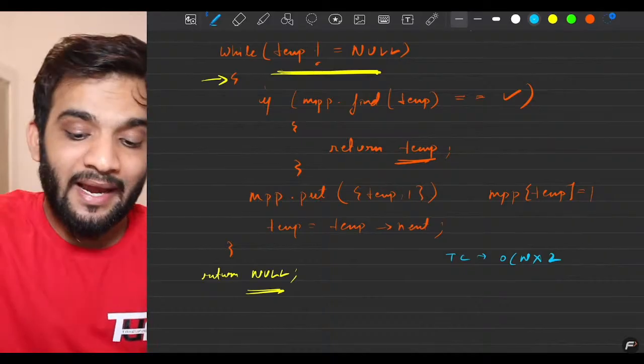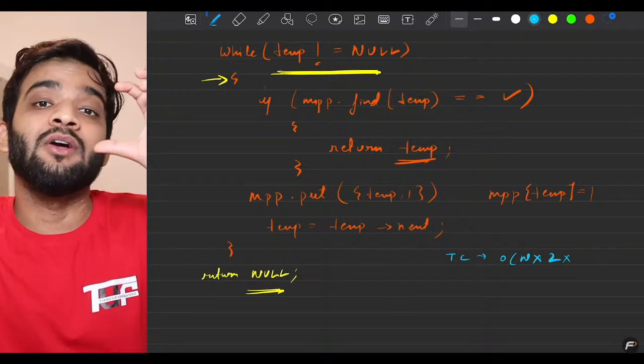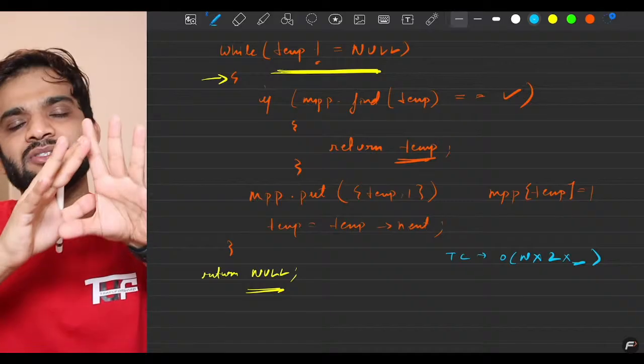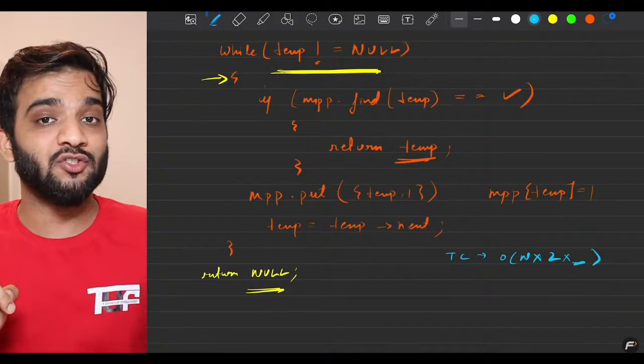And if your map is taking logarithmic time, it will be logarithmic. If your map takes constant time, it will be constant time. I'll be leaving this empty because it varies from language to language, and I've discussed this in depth in the hashing lecture. Go back and watch it.